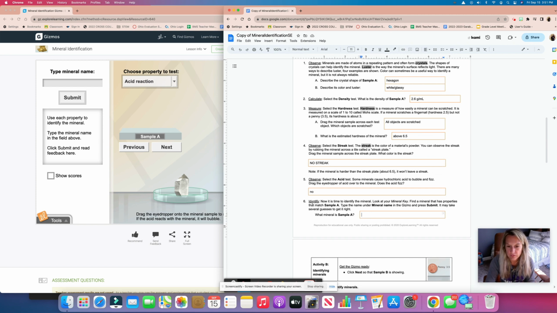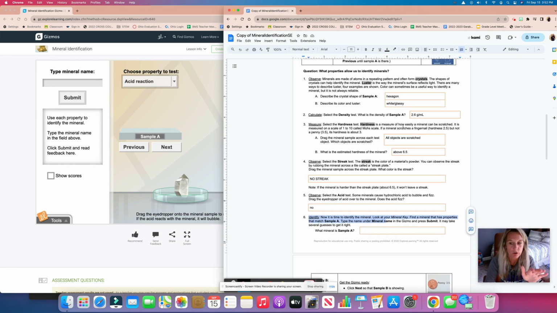All right, here's the fun part. So it says identify. Now it is time to identify the mineral. Look at your mineral key. Find a mineral that has properties that match sample A. Type the name under mineral name in the gizmo and press submit. It may take several guesses to get it right. So let's go ahead. Let's look.